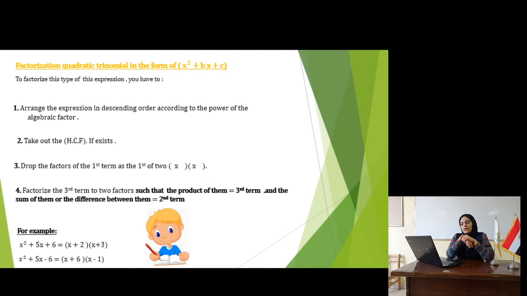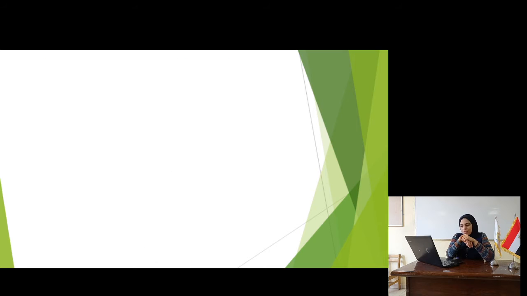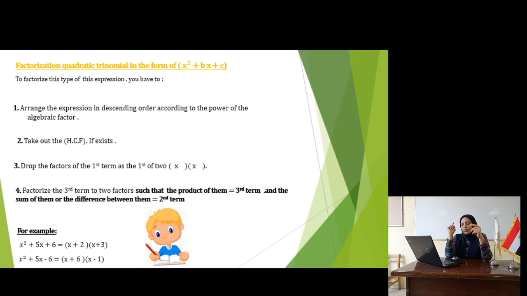We have here another example, which is x power 2 plus 5x minus 6. We will factorize x power 2 into x and x, and 6 into two factors, 1 and 6, and the difference between them will be 5. Let's move to slide number 5.